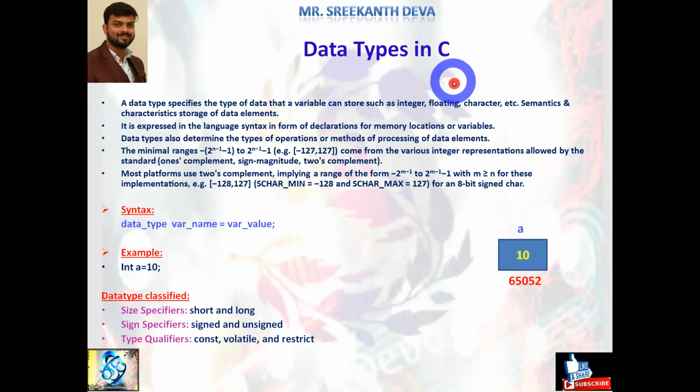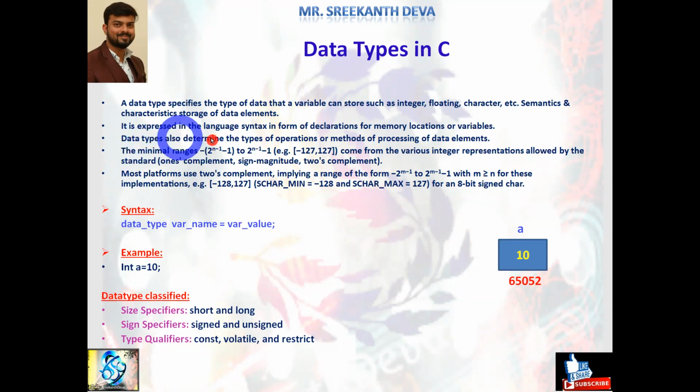Data types in C language. What is a data type? A data type specifies the type of data that a variable can store, such as integral types, floating point types, character types, string types, enum types, like what type of data we are storing into the main memory. That represents the data types in C language. It represents the semantics and characteristics of storage of data elements.